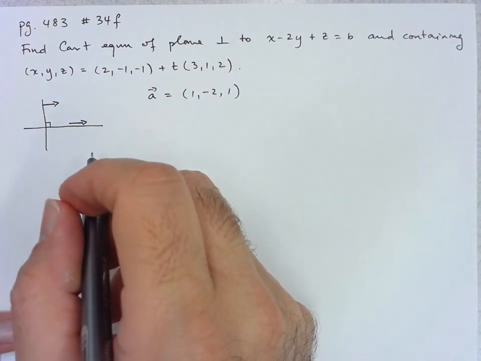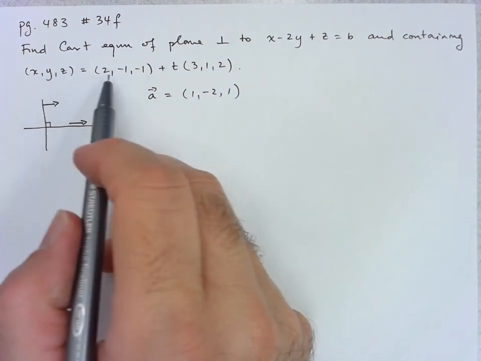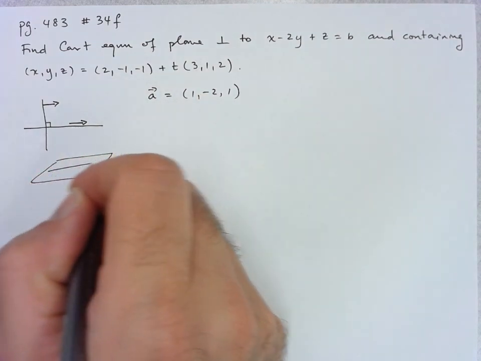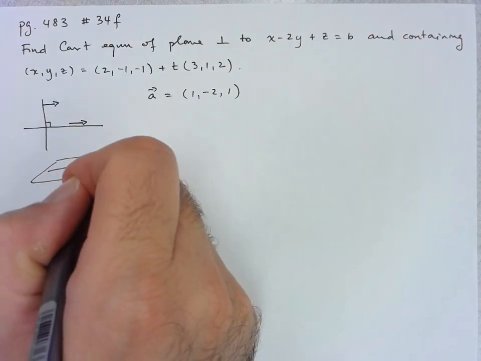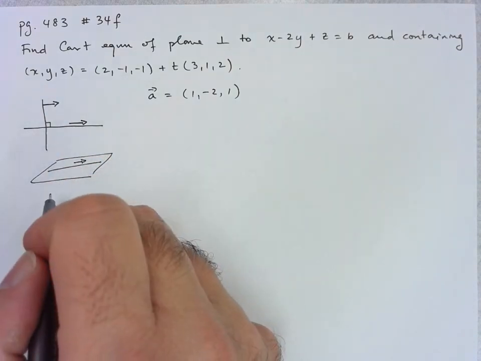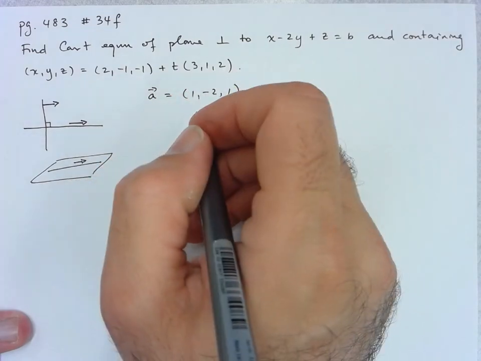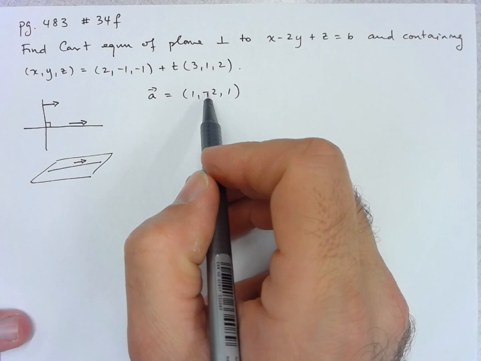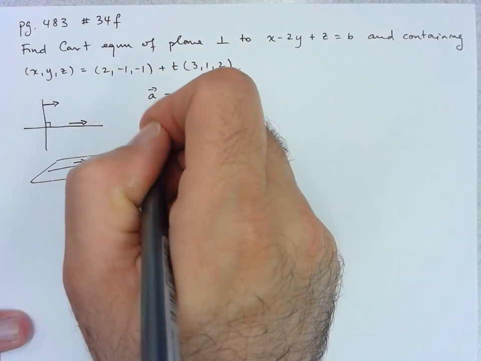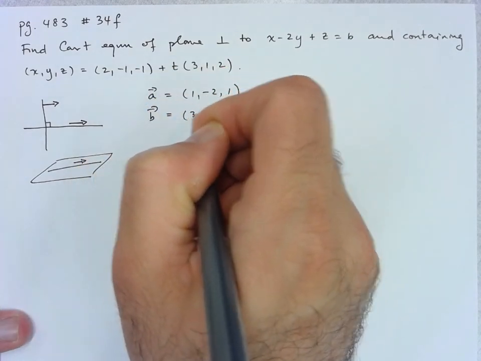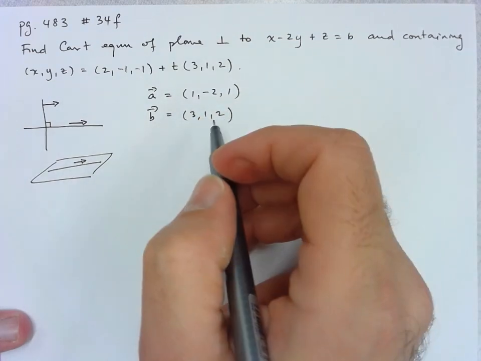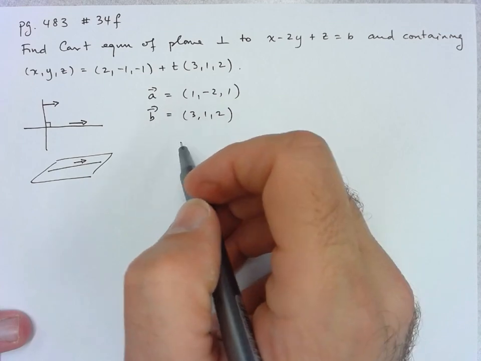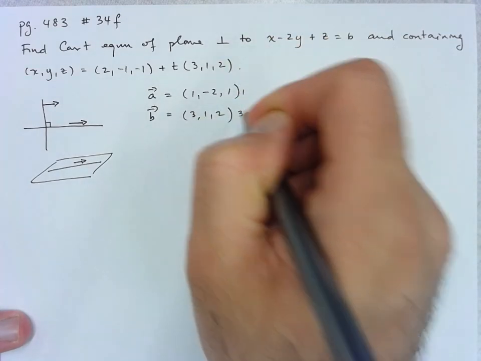The second piece of information is that it contains this line. So if this line is on the plane, then its direction vector can be another direction vector for the plane. Of course, the only way I can use this as a second direction vector is if it's not parallel to the first, and clearly these two are not parallel. So here we have a second direction vector. Now we can find the cross product of the direction vectors to determine a normal vector. So let's do that here.